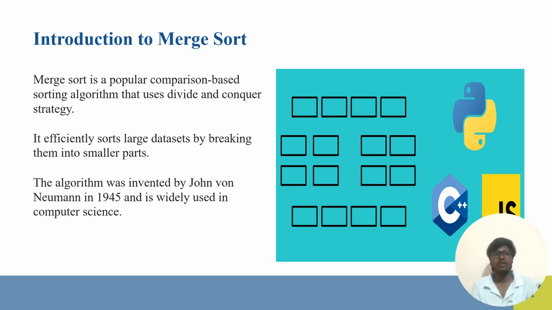Here we can see that the method is a popular technique we use in sorting data, sorting them in ascending or descending order. Sorting means arranging them in ascending or descending order, and it is also efficiently used to sort large datasets by breaking them into smaller parts.